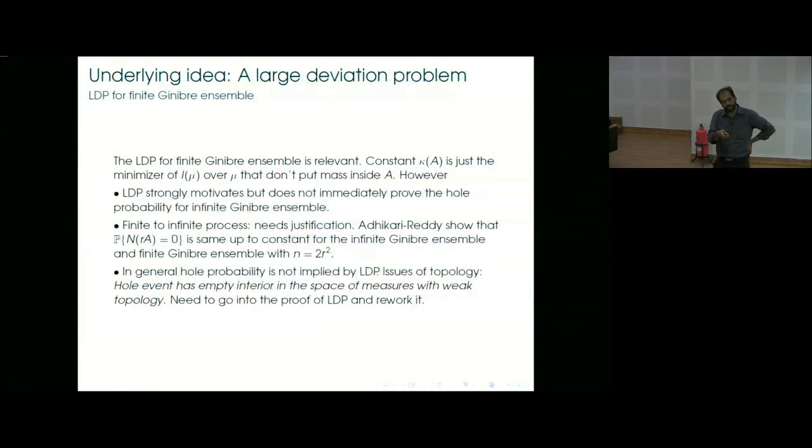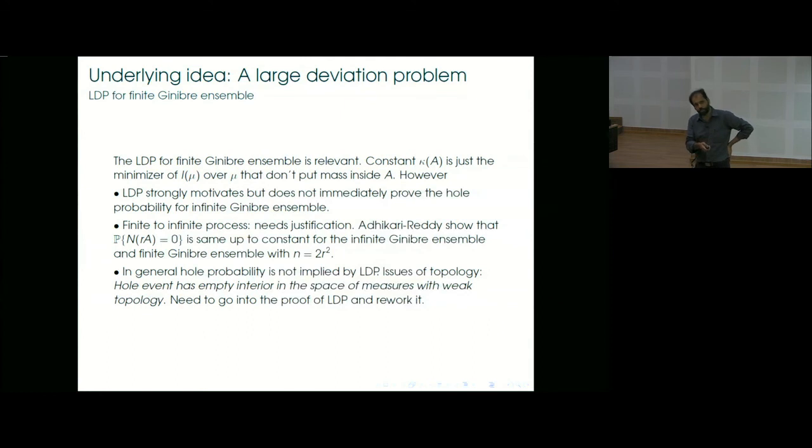One is what they did in their paper. They essentially showed that if you look at the infinite Ginibre ensemble and ask for the probability that there are no points in R times A, it's more or less the same as if I do it with the finite Ginibre ensemble but with 2R squared points. If you take a sufficiently large n, which depends on R, proportional to R squared, then that finite Ginibre ensemble and the infinite Ginibre ensemble have roughly the same kind of probability there.